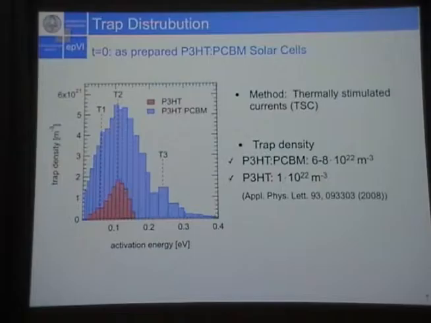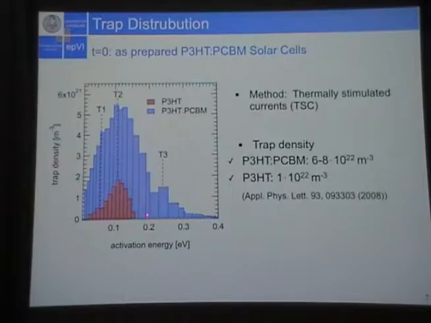First of all, of course, the overall trap density for blends is much higher, but also the width of the distribution, which is probably due to stronger disorder in a blend than in pure P3HT. We distinguish three different traps, T1, T2, and T3. T3 is shallow, T1 is around 50 millielectron volts. The maximum current is in both cases probably related to a defect state in the P3HT, around 105 millielectron volts.